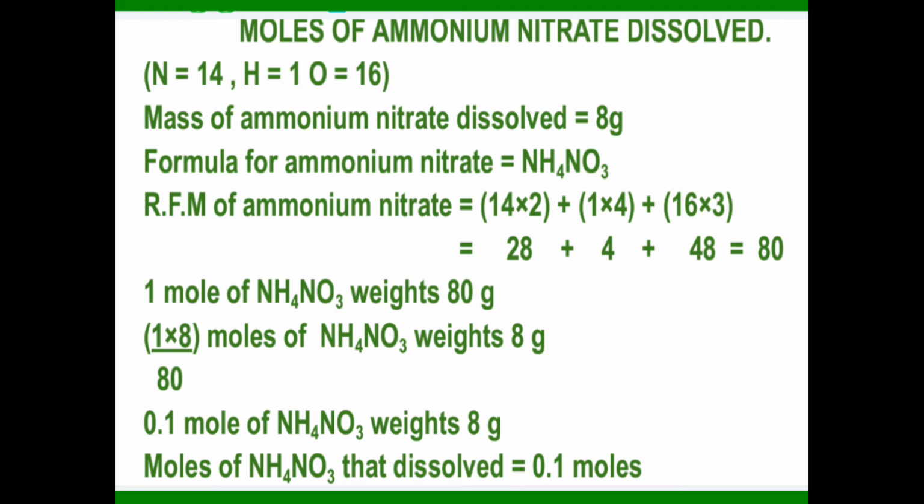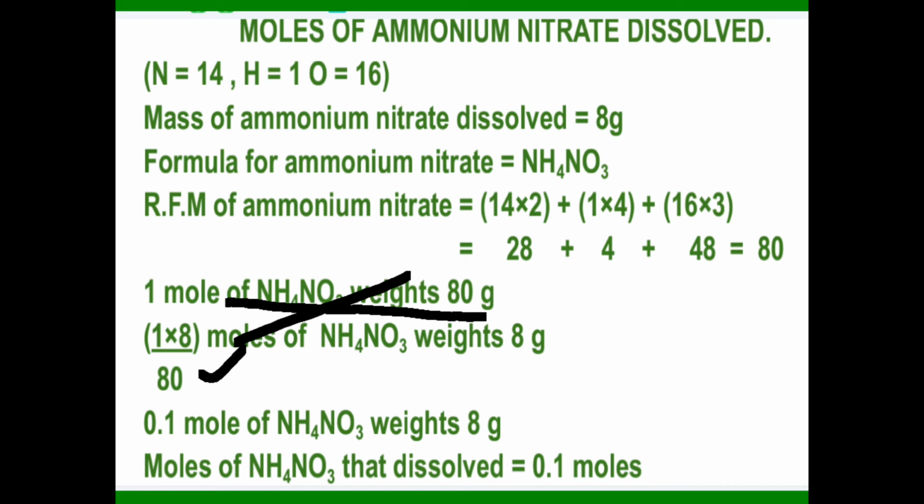So we use it to calculate the relative formula mass. If you calculate, we are going to get our relative formula mass as 80, which means that 1 mole of ammonium nitrate weighs 80 grams. Then what about 80 grams? It is going to be just a matter of cross multiplying. We shall have 80 times 1 divided by 80. We come to that.